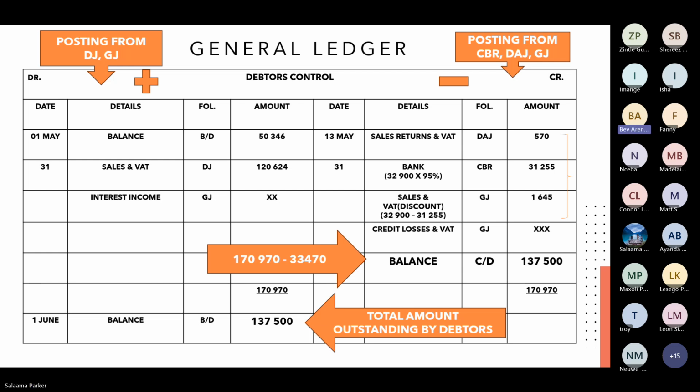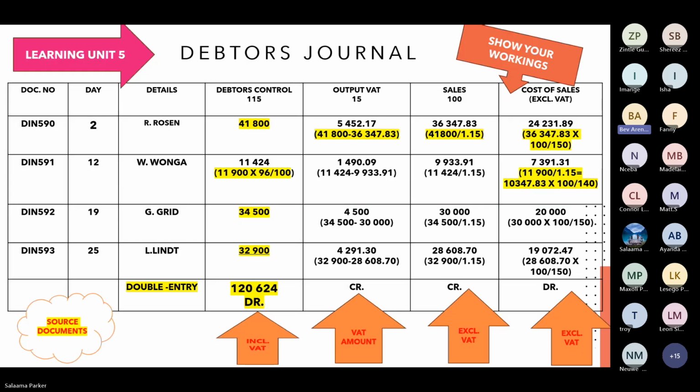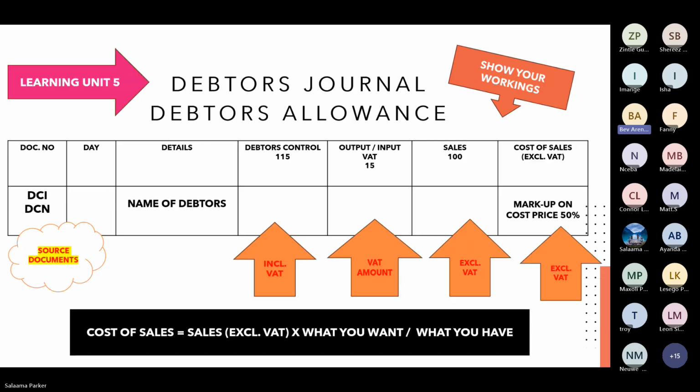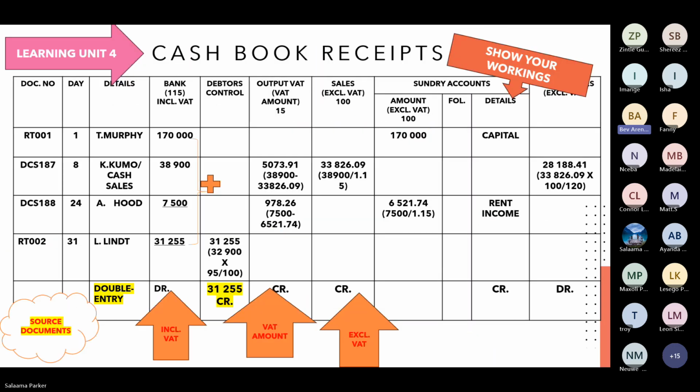Yes, just remember, as you're shown there in the debtors journal, all your journals give you both the debit and the credit entry. So if you remember the columns in your journals, for example, the cash book receipts, your first column is always your VAT inclusive, the debtors. And then what are you crediting? In the cash book receipts, your main column is your bank, so you're debiting bank. What are you crediting? If it's debtors control, you debit bank and you're crediting debtors.